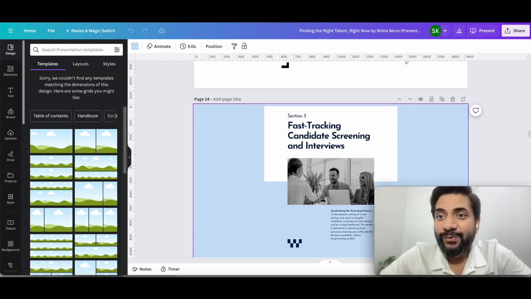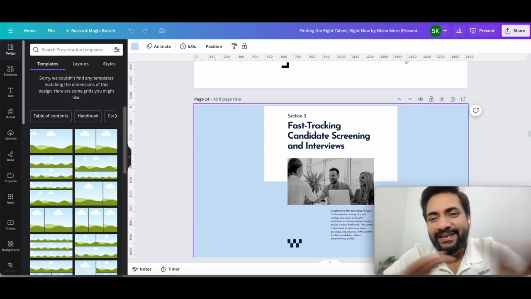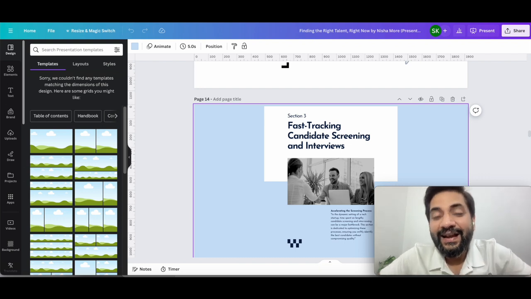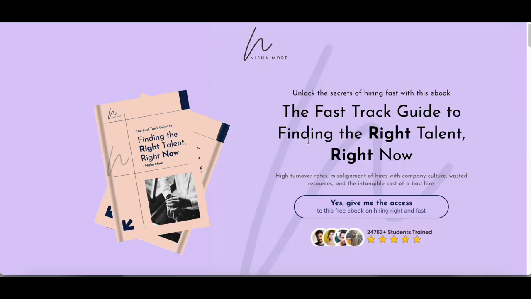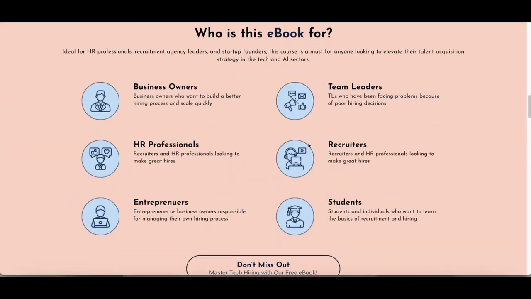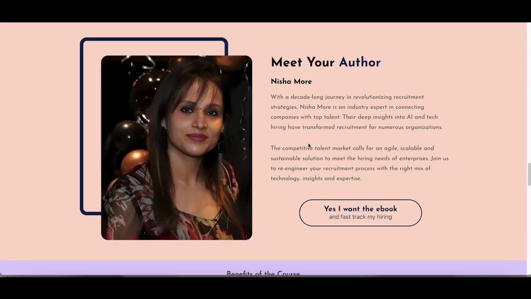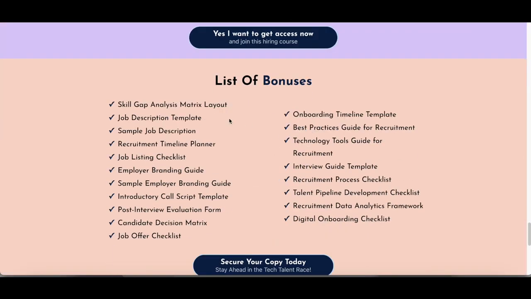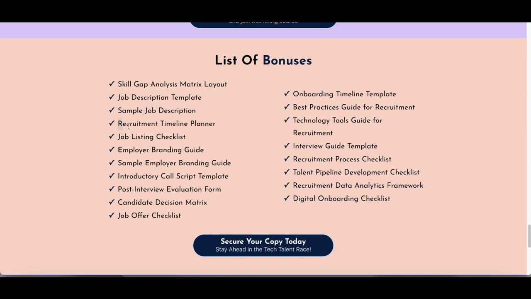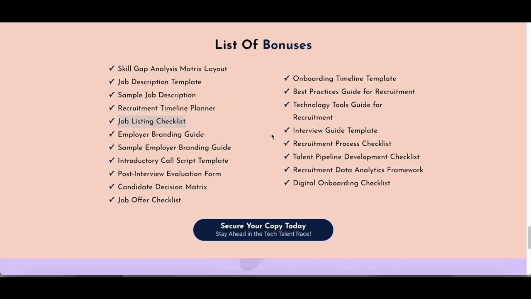So that was how I created this complete ebook using ChatGPT, and actually we ended up creating a lot of checklists as well. You would see the number of checklists that we created here. So these are the list of checklists: skill gap metrics, job description template, sample job description, recruitment timeline planner, job listing check, and so many other checklists that we created.